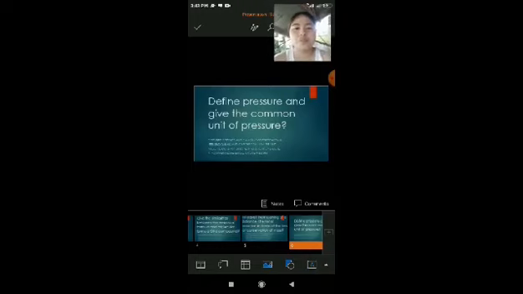Gases. Define pressure and give the common unit of pressure. Pressure is defined as the amount of force acting perpendicularly per unit area. The common units of pressure are absolute, atmospheric, differential, and gauge pressure.